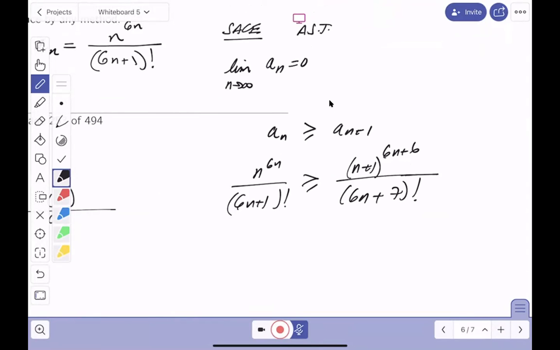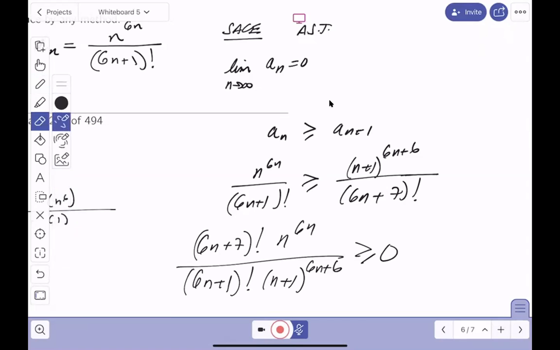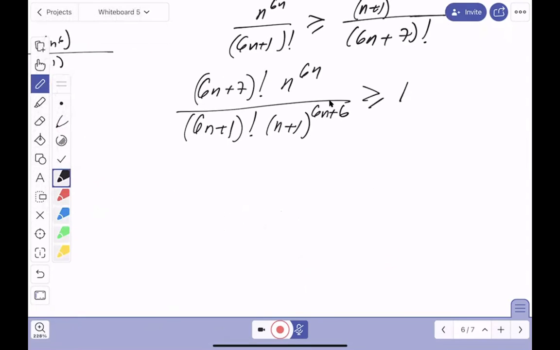So what do I get? Let's take a look over here. 6n plus 7 factorial, n to the 6n over 6n plus 1 factorial, n plus 1 to the 6n plus 6 greater or equal to 0. I'm sorry, greater or equal to 1. Sorry about that. I don't even know if I can do that. I can give it a try. And what do you get over here? I've got to write it down for you. I want to simplify this first because it's the easiest thing for me to do. And that would be n plus 1 to the 6th power.